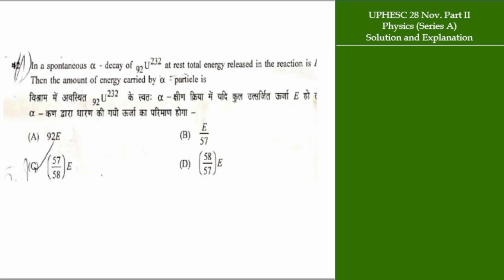Now in the next question, question number 42, in a spontaneous alpha decay of uranium 92, 232, at rest, the total energy released in the reaction is E, capital E. Then the amount of energy carried by the alpha particle is?